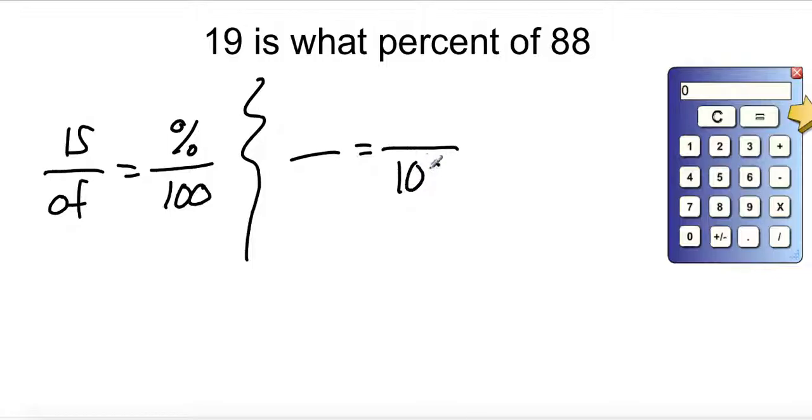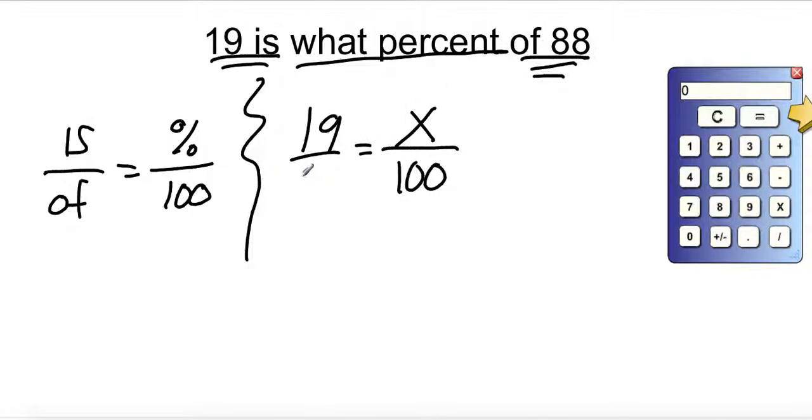As always, my 100 is at the bottom. I don't know what my percent is. Here it even says what percent. So I'm going to label this as my missing variable x. It shows that 19 is, over here my numerator, 19 is what percent of 88. So of 88, that means this is going to go in the bottom. And now I can start solving for my missing variable x. So I always know that my arrows go this direction. So I know that my scale factor will need to be found with this equation.